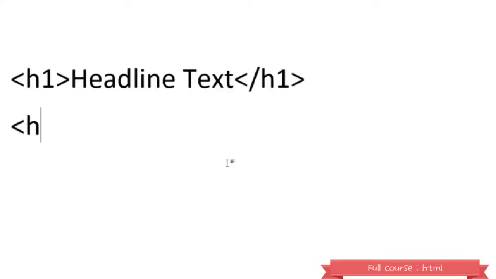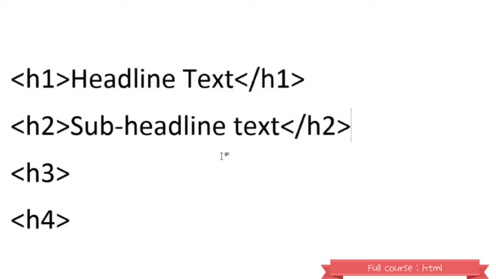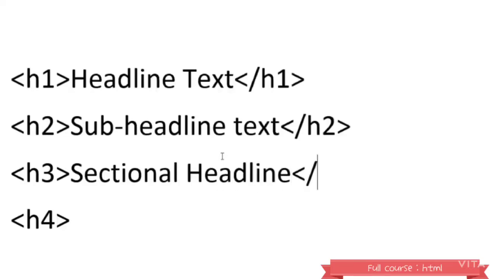So if you want to decrease in size, it's going to go from H2, H3, H4, and so forth and so on. And you would do this exact same thing. This could be something like a sub-headline text, and then we can close that off with slash H2. And this could be something like a sectional headline, and we close it off in H3. So as the number gets bigger, the heading gets smaller, but it's still a headline.